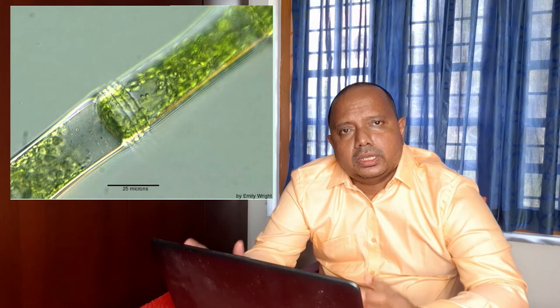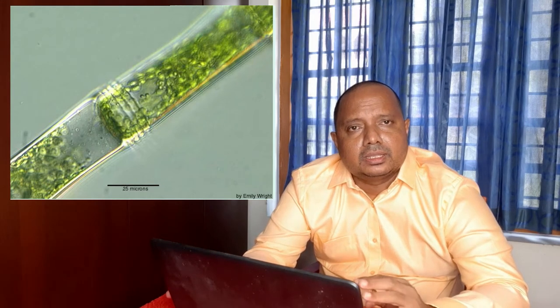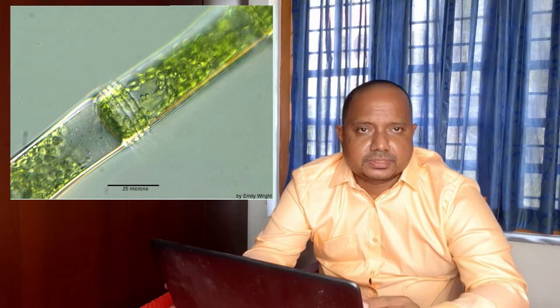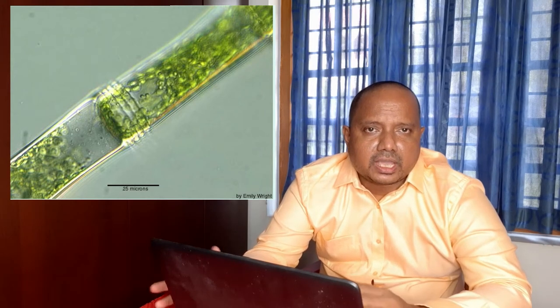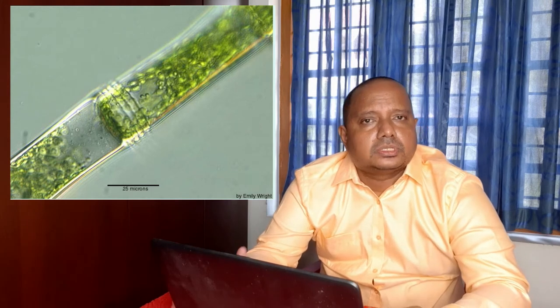This is another view. It also shows a clear picture of the thallus peculiarities. One of them is the presence of caps. The cell with a cap is known as a cap cell. There are one or more caps in a single cell. How are these caps formed? It is very interesting. We will see that also in this class.